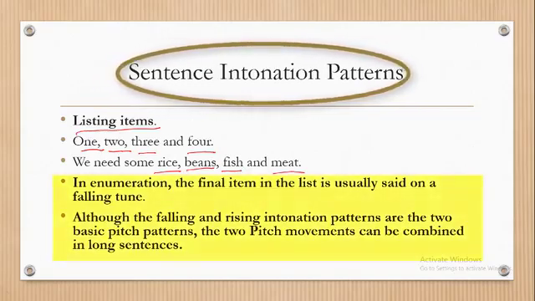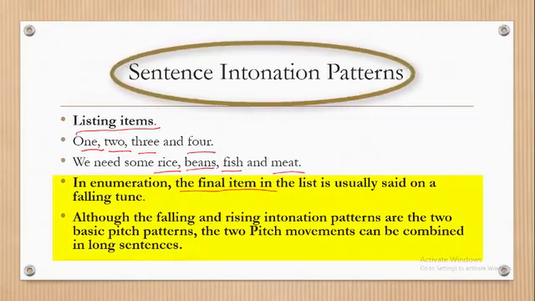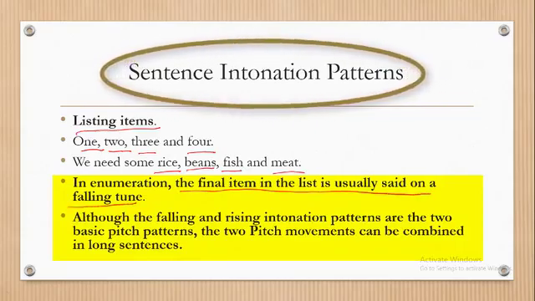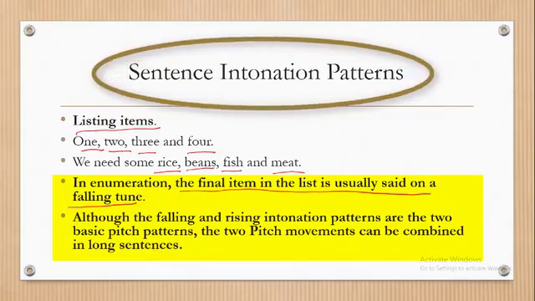So in enumeration, it is said that the final item in the list is usually said on the falling tune. I just said that now. Okay. So we could also have a situation where we have a rising and falling tune.